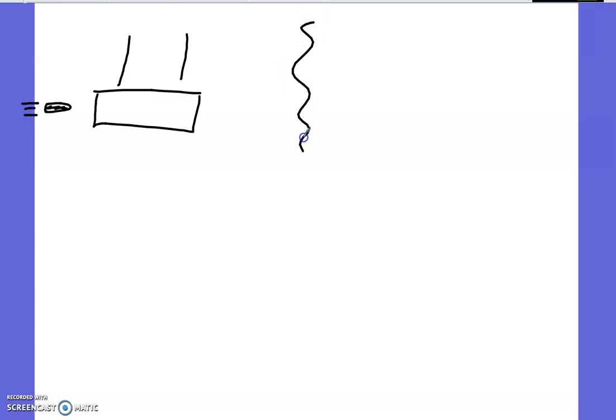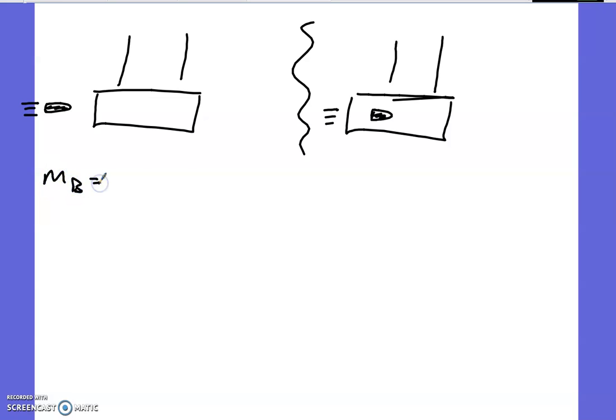And then afterwards, the bullet embeds in the block of wood, and they move together as one. And so we have them separate in the beginning. We have the mass of the bullet, and we have the mass of the wood. And then separately, we have the velocity of the bullet and the velocity of the wood.